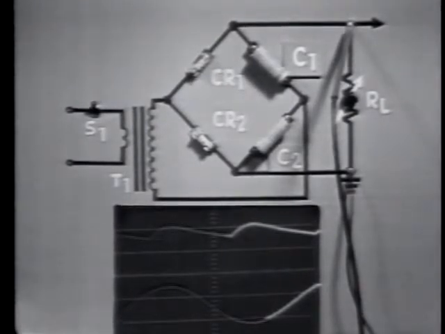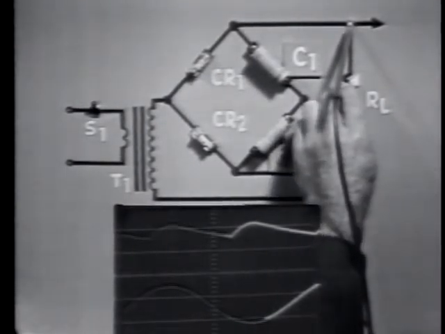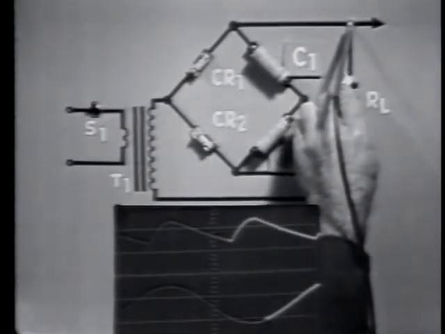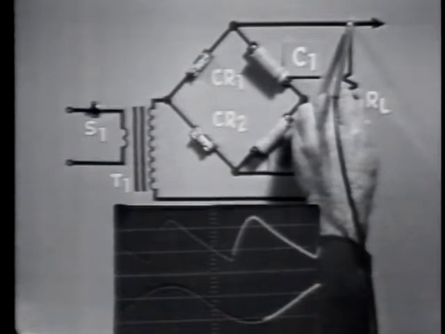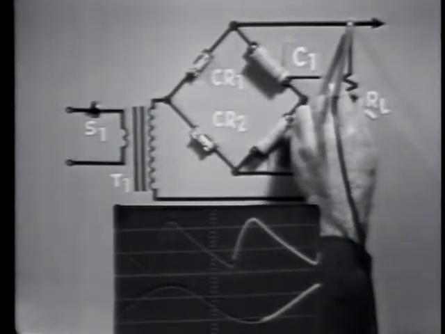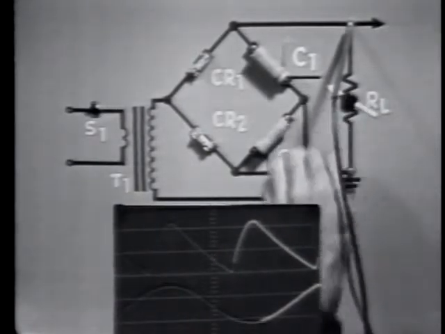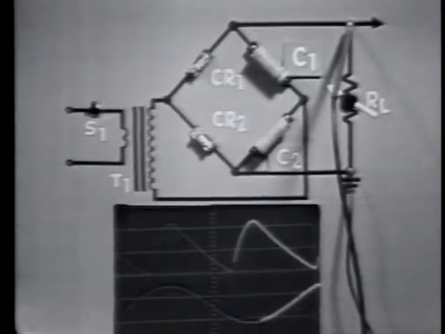Now, decreasing the value of resistance or increasing the load increases the current drain, and the average output voltage decreases. Notice also that the ripple amplitude has increased. These effects on a load change occur because the load changes the discharge time of the capacitors.